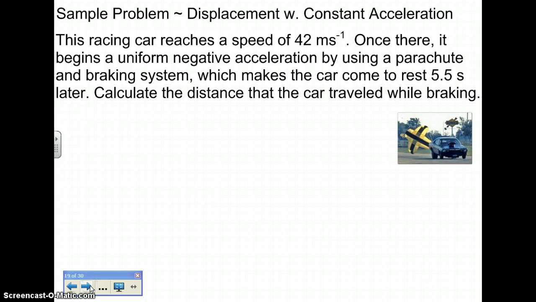This racing car reaches a speed of 42 meters per second. Once there, it begins a uniform negative acceleration by using a parachuting and braking system, which makes the car come to rest 5.5 seconds later. Calculate the distance that the car traveled while braking. So looking at that problem, we know that we have some givens of an initial velocity of 42 meters per second. We also have a final velocity of 0 meters per second.